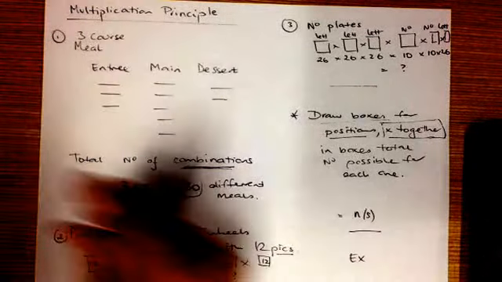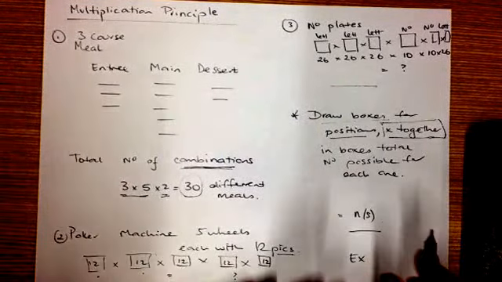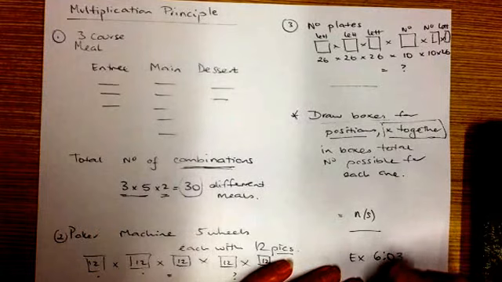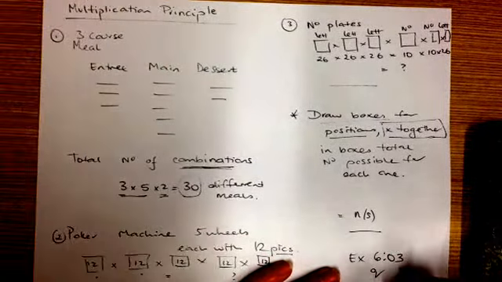So it's pretty simple, and you can now work on exercise 603, questions 3 through to 14.